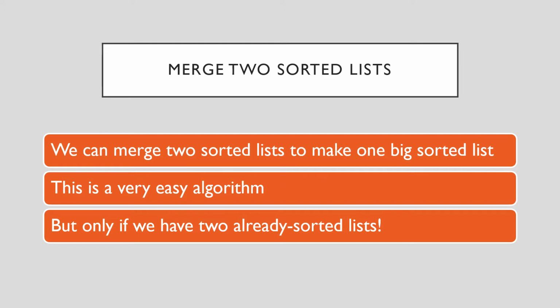So, to recap, in this lesson we're not going to write a sort function, we're going to write a merge function. A merge function takes two already sorted lists and merges them together to make one long sorted list. It's not a sort algorithm, it simply merges lists that are already sorted.